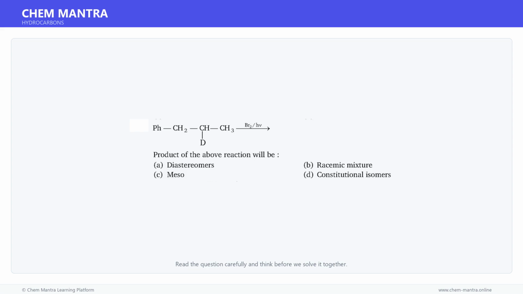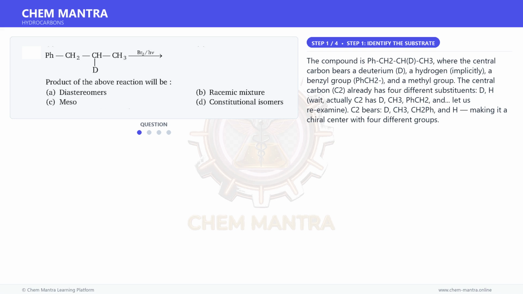Here is a question. Read it carefully and think about the answer. Let us solve it step by step. Let us begin solving this step by step. The compound is PhCH2CHDCH3, where the central carbon bears a deuterium D, a hydrogen implicitly, a benzyl group PhCH2, and a methyl group.